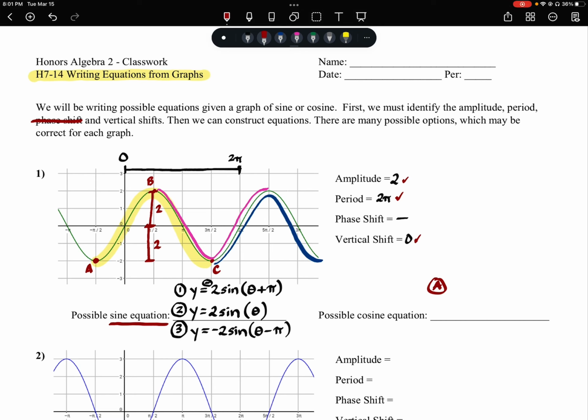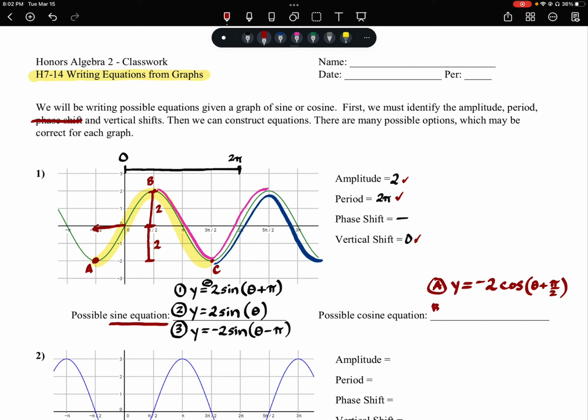So in this case, since we're starting on the bottom, we know that we're going to have y is equal to, and we'll say a negative 2, because we're starting on the bottom, times our cosine. And then we're going to have our phase shift. If we're going back to negative pi over 2, that means we need to add pi over 2. So we'd say theta plus pi over 2.